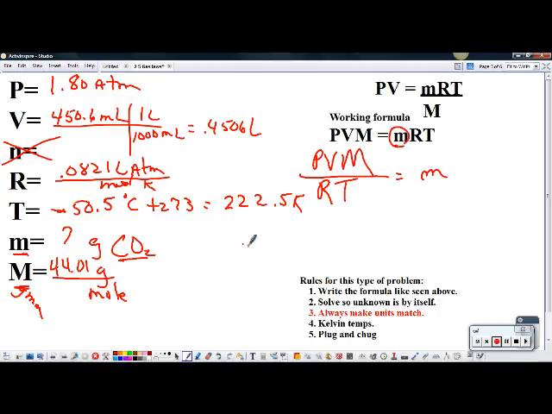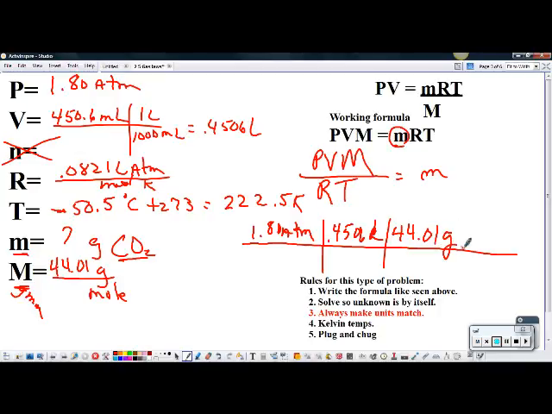All right, so plug in. Do a nice long line. Your pressure is 1.80 atm, and you'll notice that I go across the top, and then across the bottom when I put stuff in, so I don't overlook something. My V is 0.4506 liters, and my capital M is 44.01 grams, and where do I write the mole? On the bottom, because it's per mole. And if I need the big M on the bottom later, I would flip that, the same way I do the R.